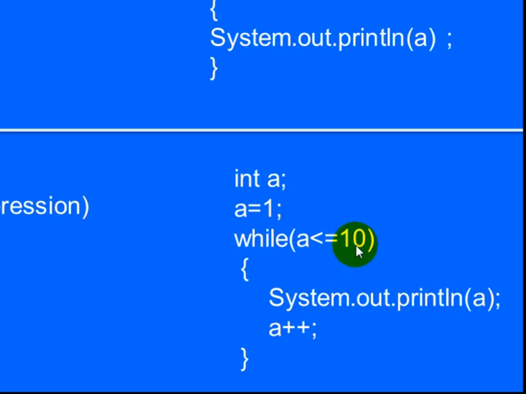This condition becomes false. If it is false, then these statements are not executed and other statements which are following the while loop are executed. It means the control is taken out of the while loop. So that's how the while loop works.